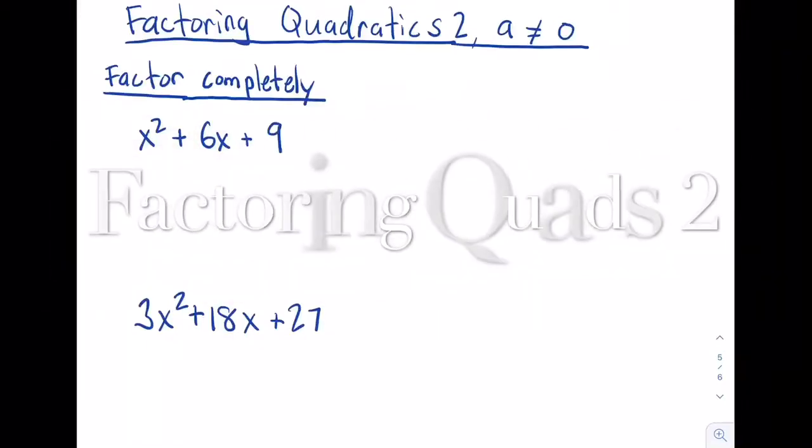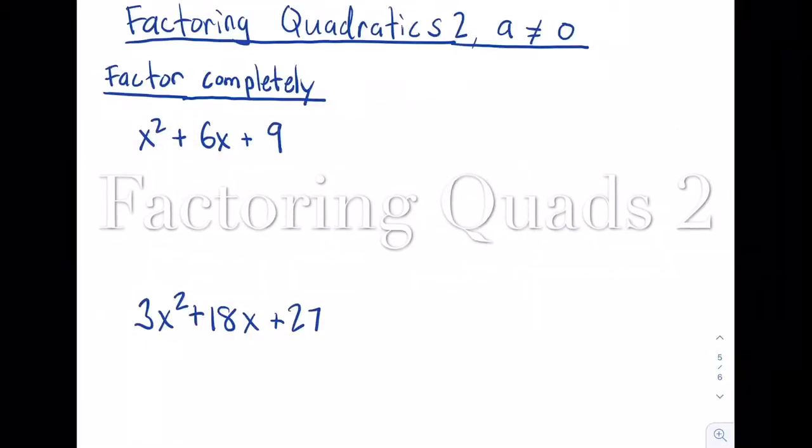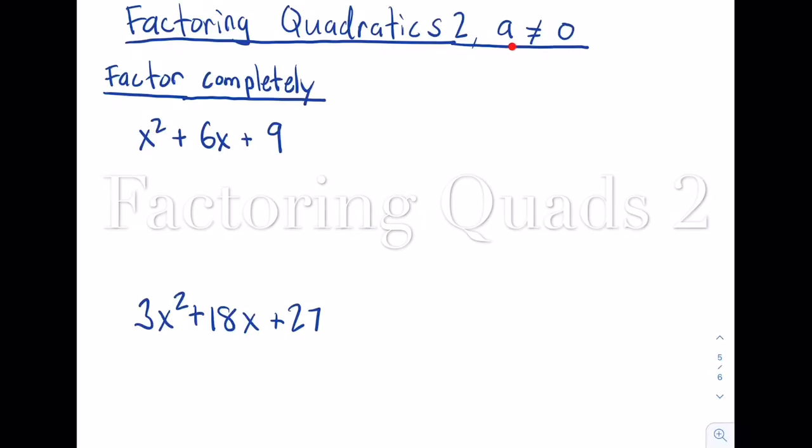Okay guys, welcome. We continue on with our factoring quadratics. This is part 2, and we talk about specifically when a is not equal to 0, so a little bit different, but we're going to build on what we did last time.